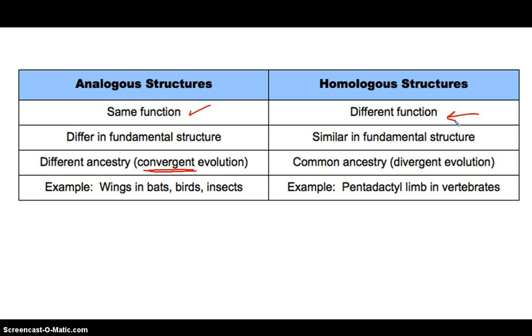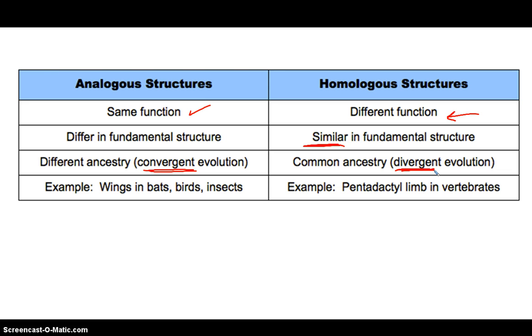Flippers and arms and wings have very different functions, but they're similar in their fundamental structure. They have adapted the same basic building blocks, bones, to do a job that they need. And what this shows is a common ancestry. So this is divergent evolution. They had a common ancestor and they've diverged from there since then.